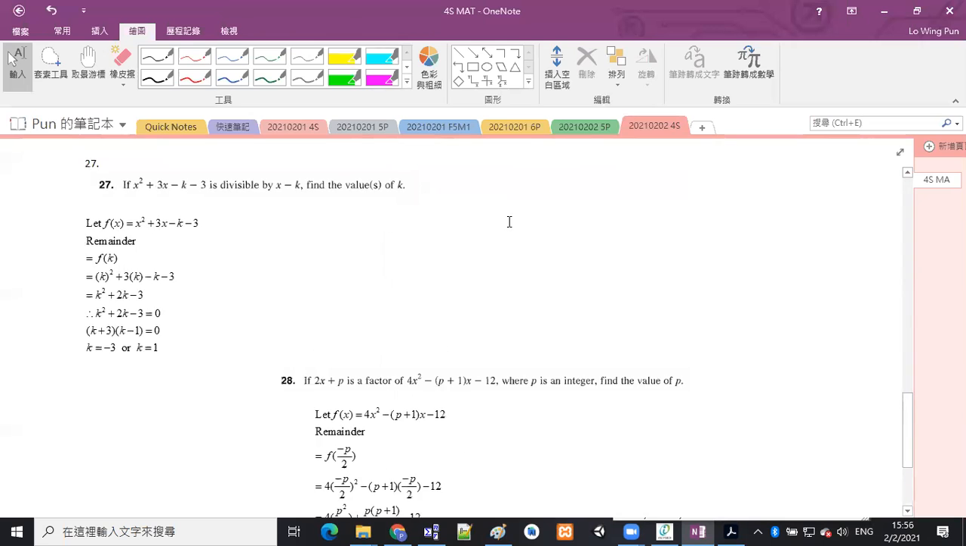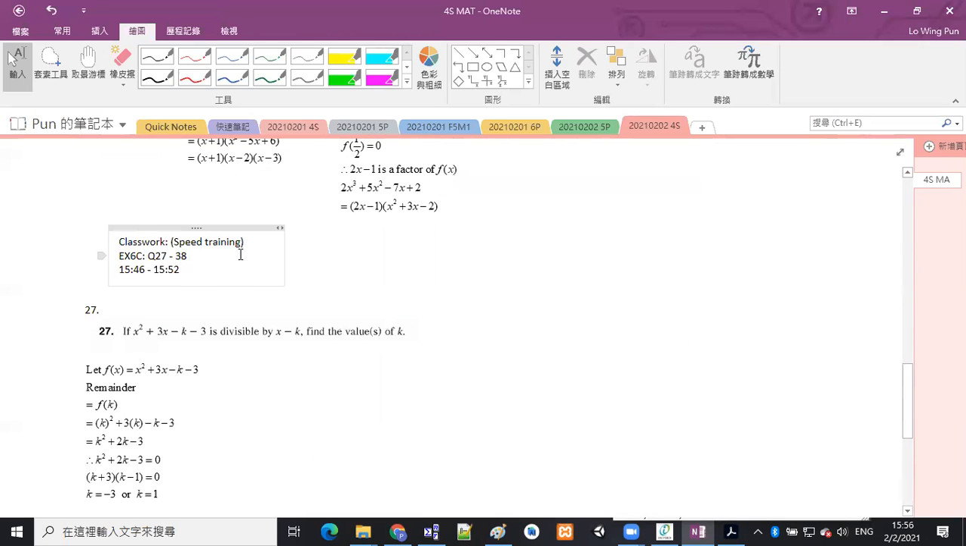Tomorrow, I will continue to talk about the remaining questions of exercise 6C, and then I will give you some more exercises for the multiple choice questions. That will be more conceptual, testing you on the concepts of this chapter. So if there are no questions, then that is the end of this lesson, and you may leave now.